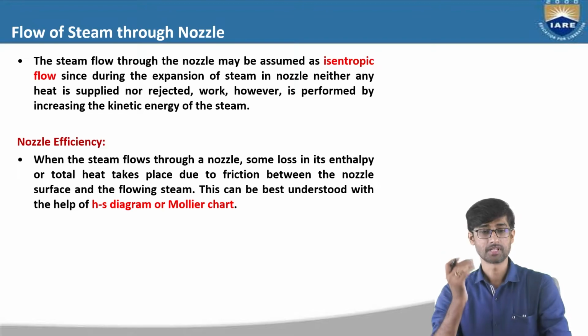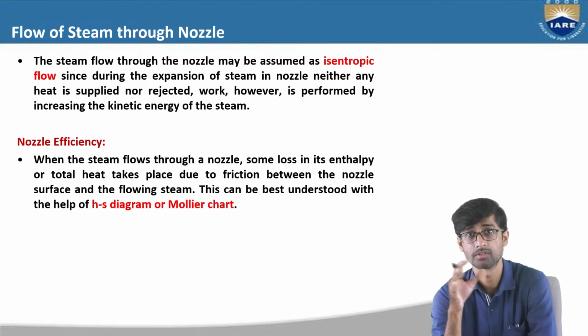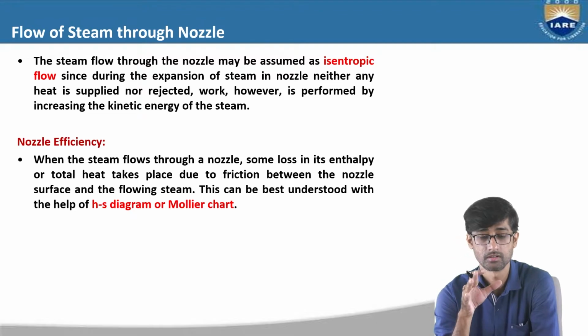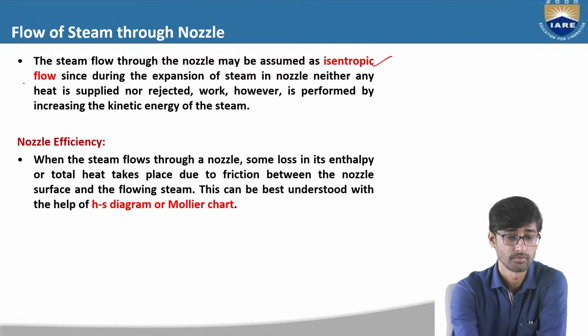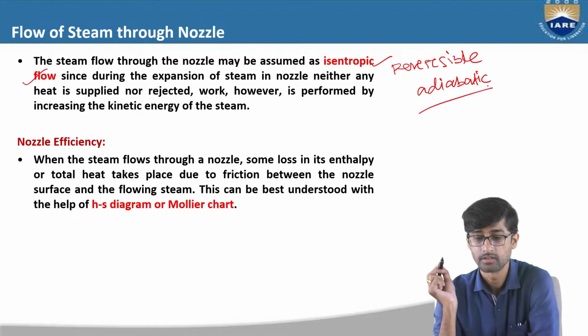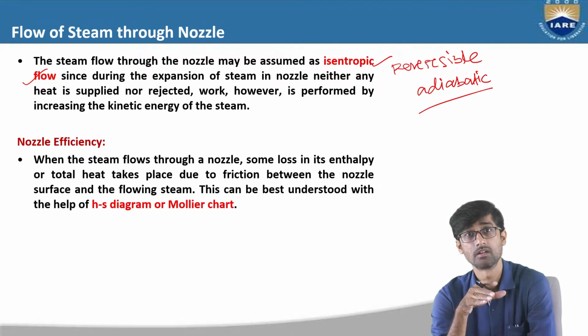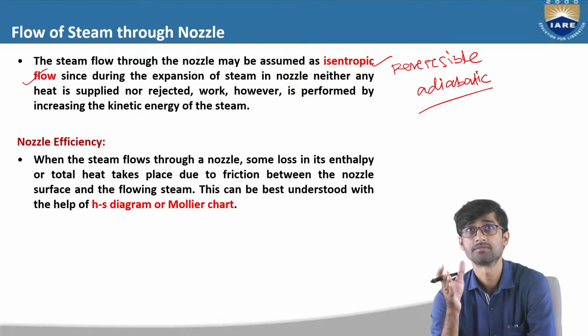Now, what is the flow of steam through the nozzle? The steam flow through the nozzle may be assumed as isentropic. Remember, the flow we are assuming is called reversible adiabatic, or isentropic flow, since during the expansion of steam in the nozzle, neither is any heat supplied nor rejected. Work, however, is performed by increasing the kinetic energy of steam.